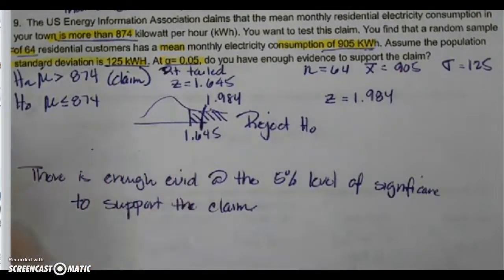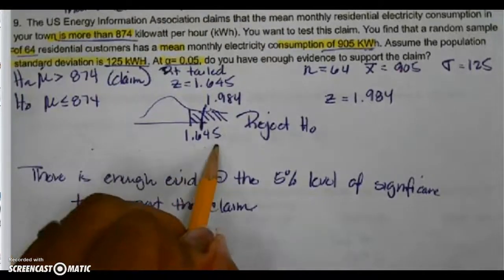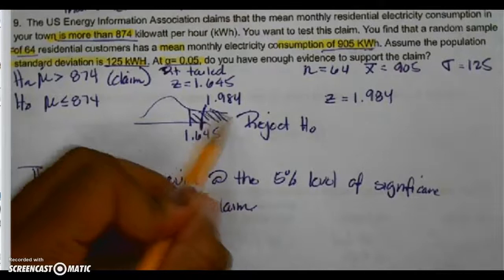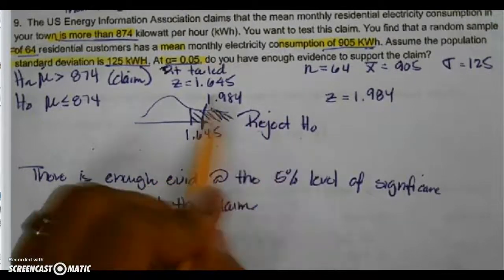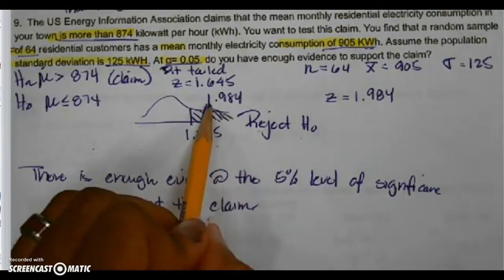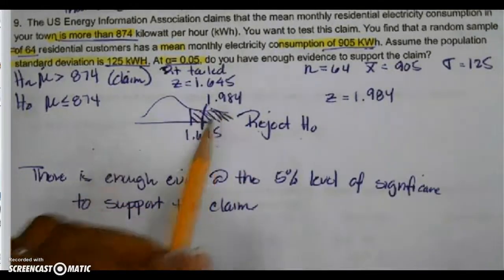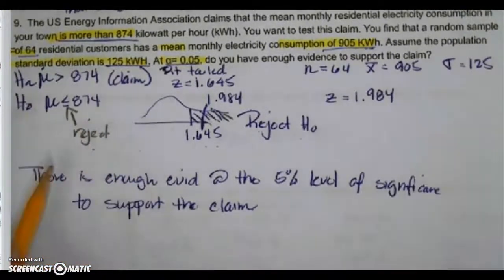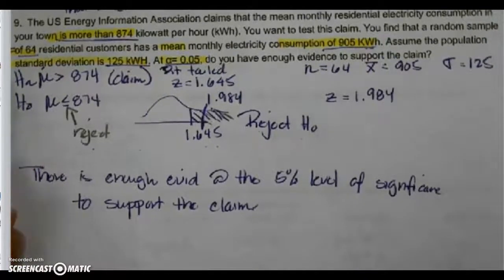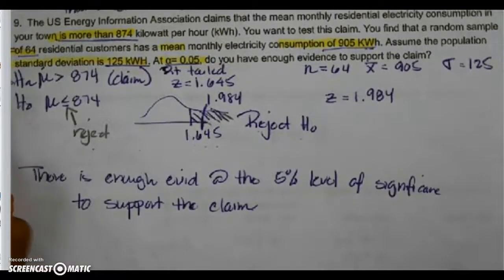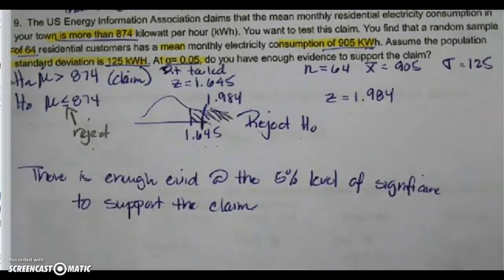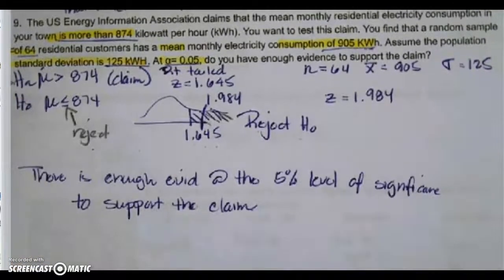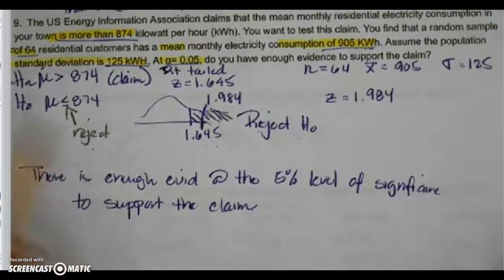That tells me that the z should be 1.645. So everything over here would be a reject for the null hypothesis. And my z-score, when you entered it into your calculator, was 1.98, which means I should reject this. This is what we are rejecting. So if we are rejecting the null hypothesis, then we're supporting the alternative. If we reject the null, that means we have to support the other one, which would be this one. So there is enough evidence at a 5% level of significance to support the claim, which would have been this hypothesis instead. So just kind of note that. If we're rejecting the null, we are supporting the alternative.